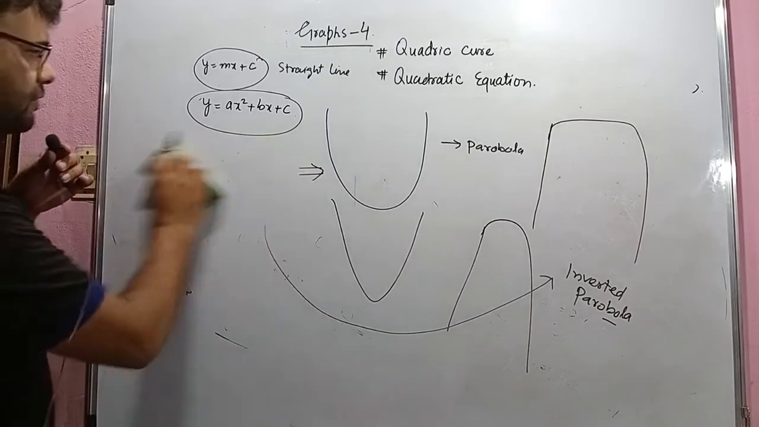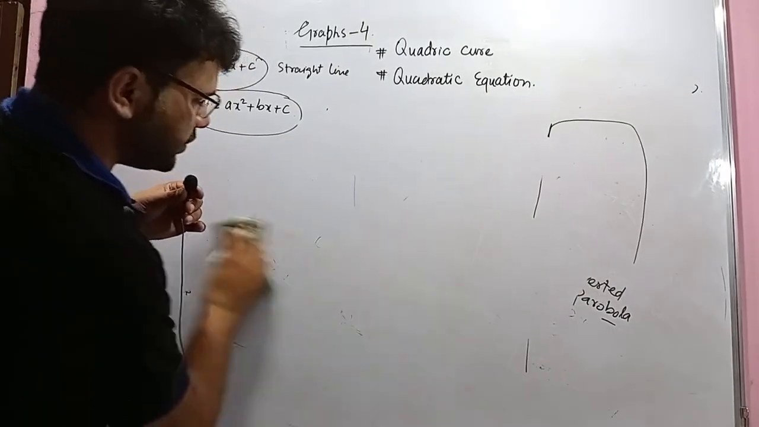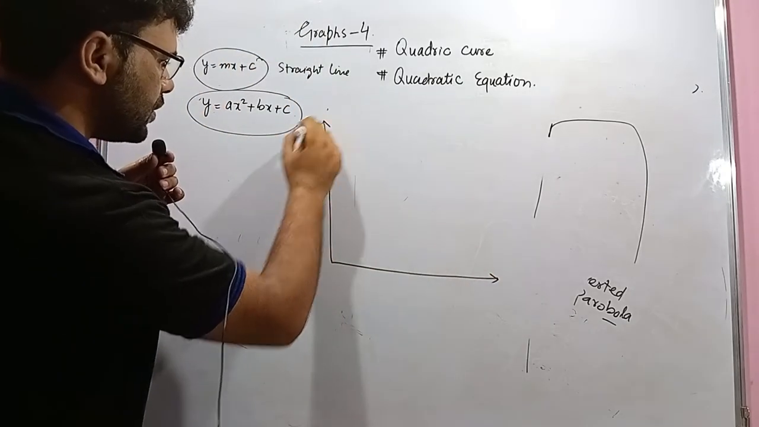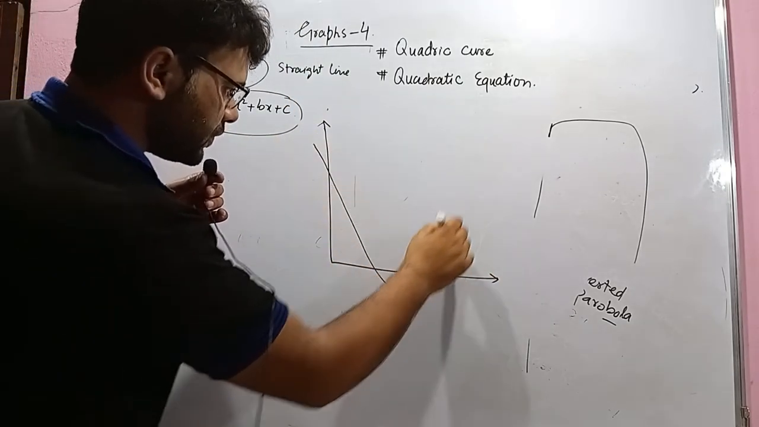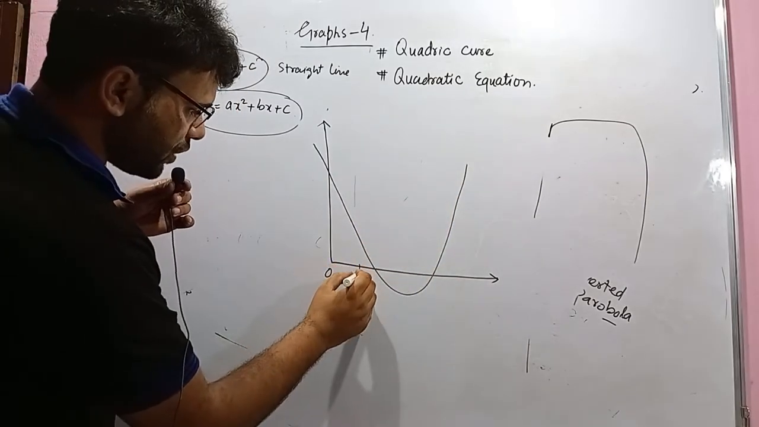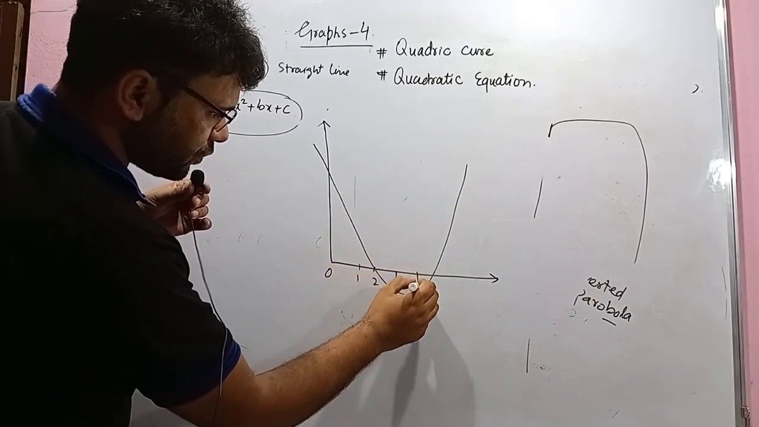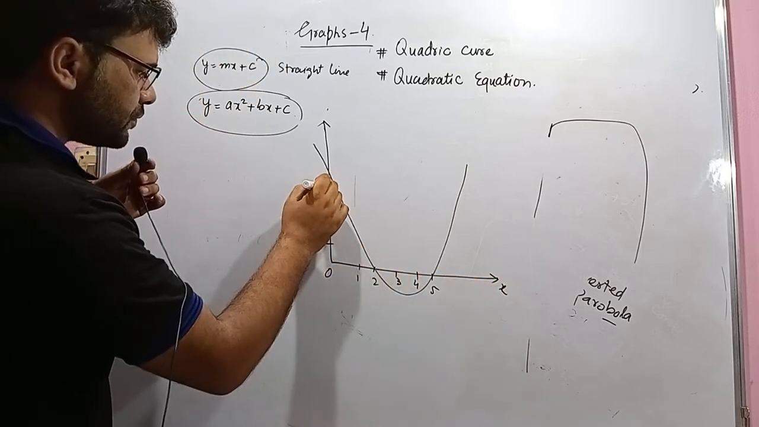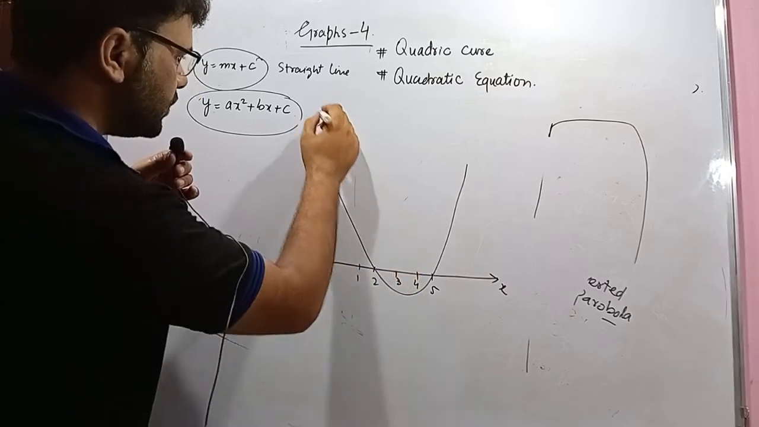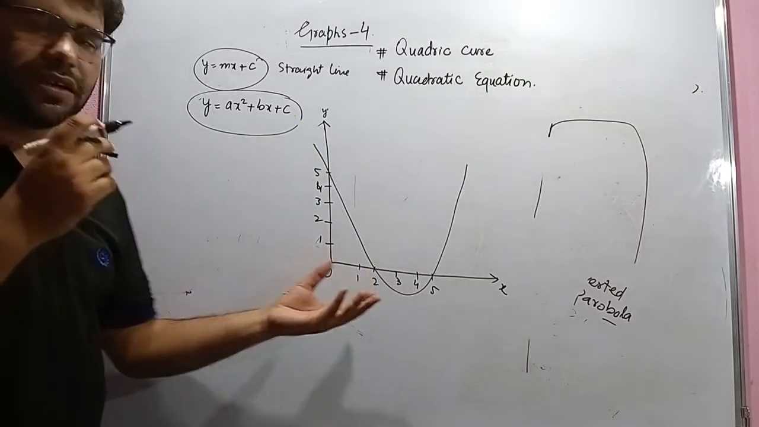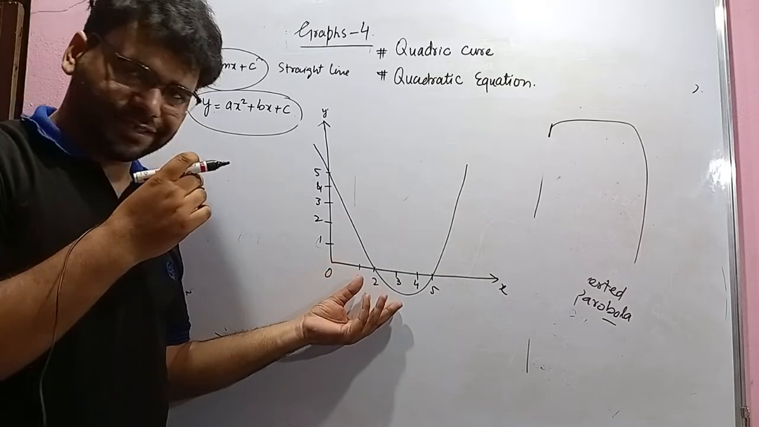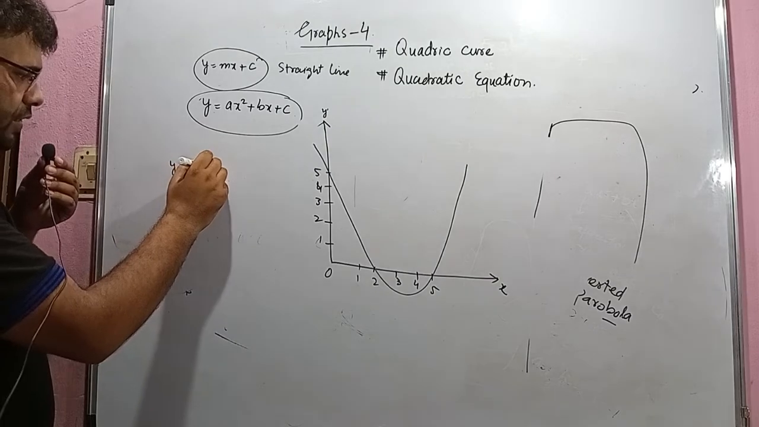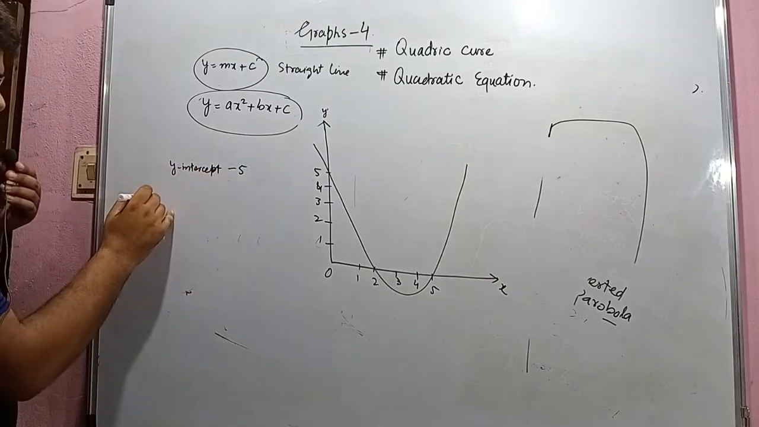Now you can see from the graphs, if we have a graph like this, it is 0, 1, 2, 3, 4, 5. This is the x-axis, 1, 2, 3, 4, and 5. This is the y-axis. For example, we have plotted a graph of a quadratic curve, and the graph is looking like this. You can see from the graph what the y-intercept is. The y-intercept is 5. What is the x-intercept?